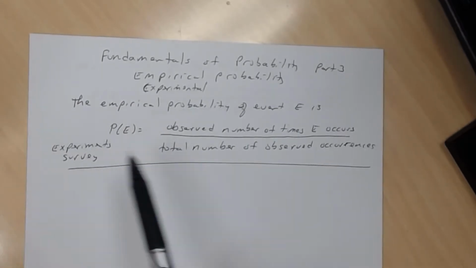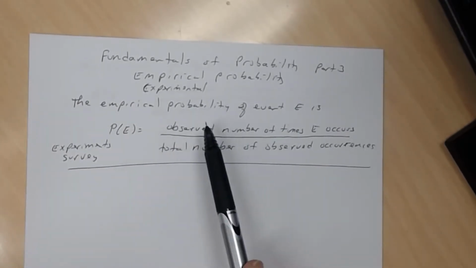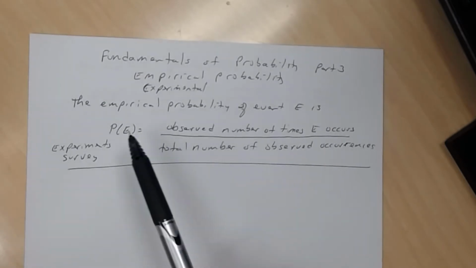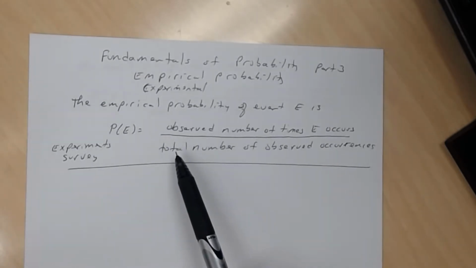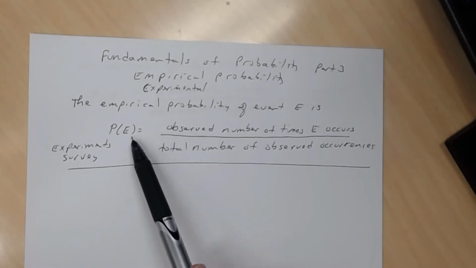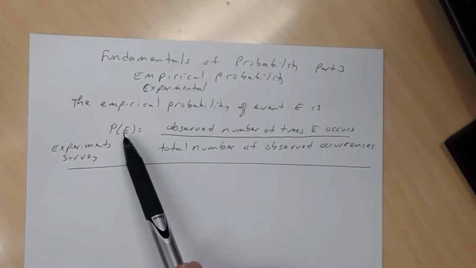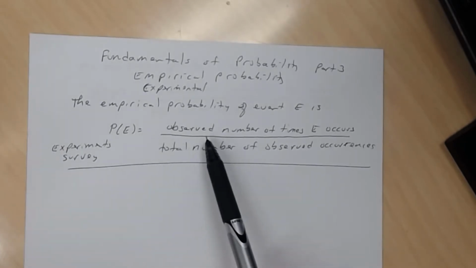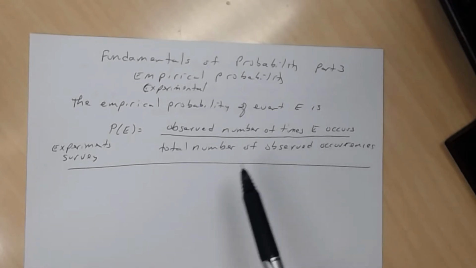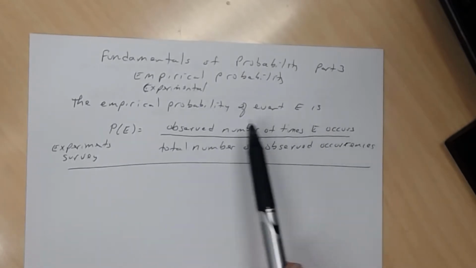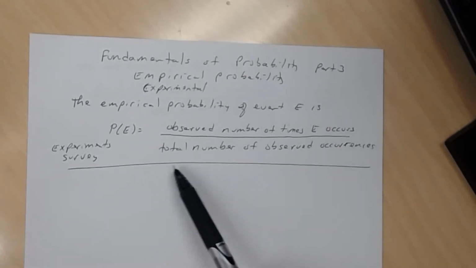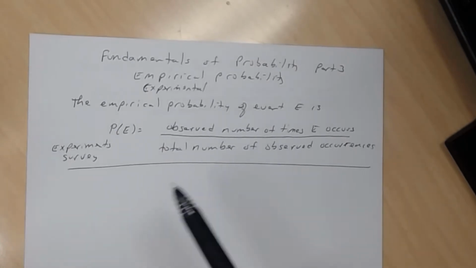It's the same way as theoretical. And so remember, a probability is a number between 0 and 1. We talked about that in part 1. And so if E is an event, and this is the empirical probability, the probability of the event occurring would be the observed number of times E occurs, so hence the experiment, divided by the total number of observed occurrences. So you can see what that means as we go through this.